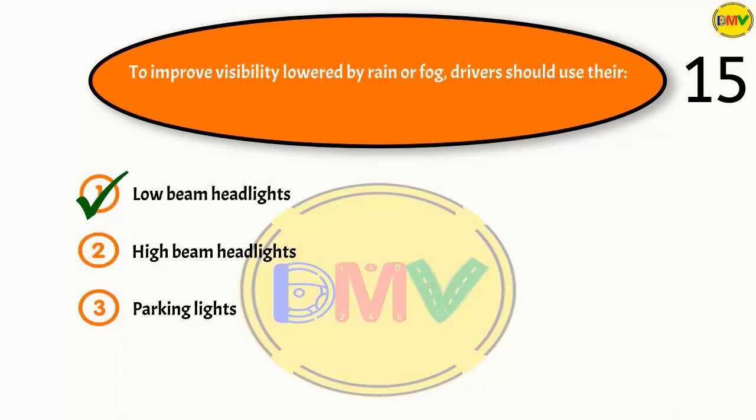The correct answer is 1. Low beam headlights should be used when driving in rainy or foggy weather. Even if they do little to help you see, low beams will make it easier for others to see you.